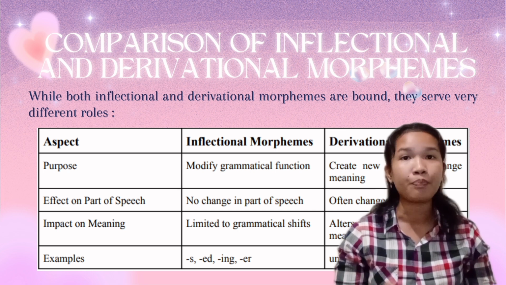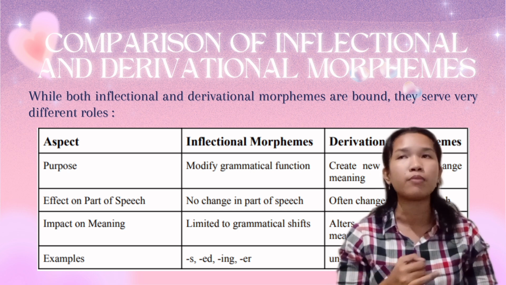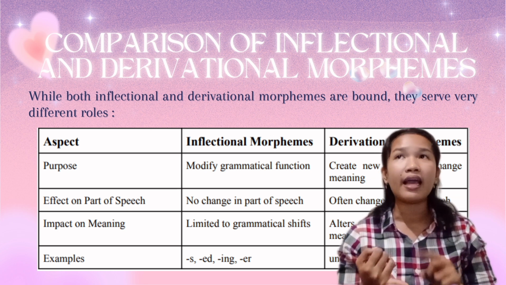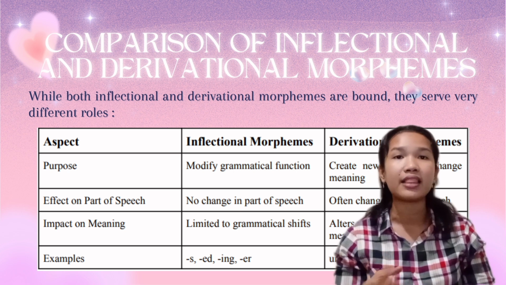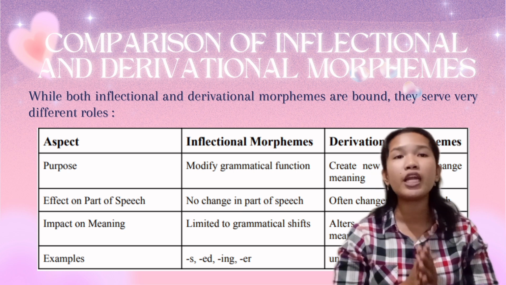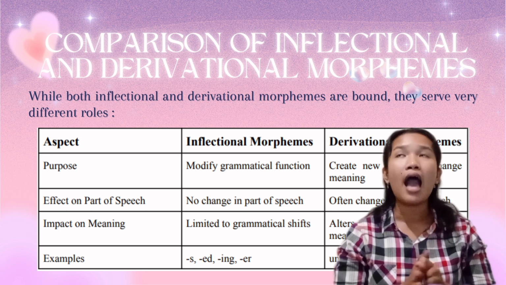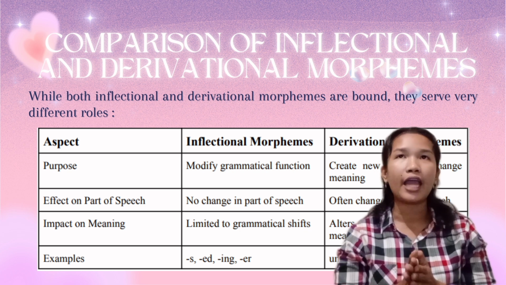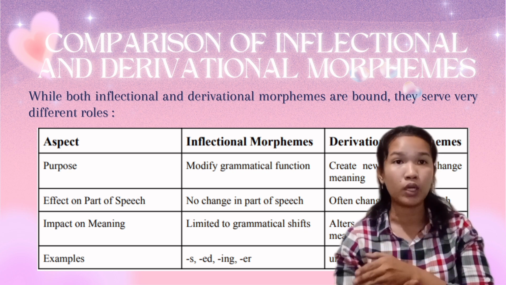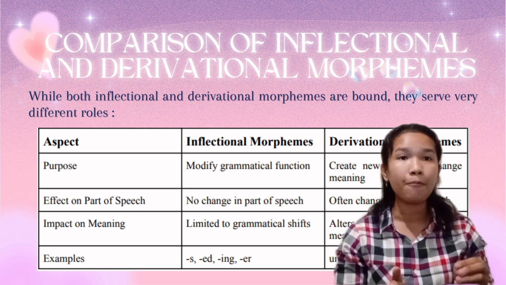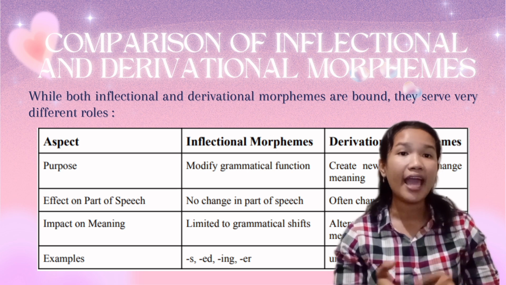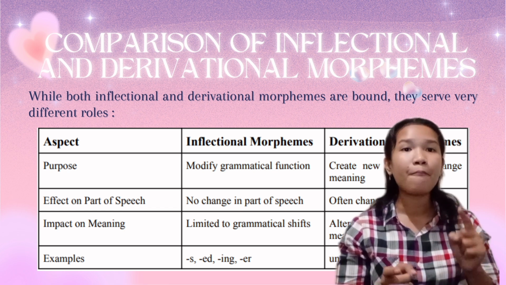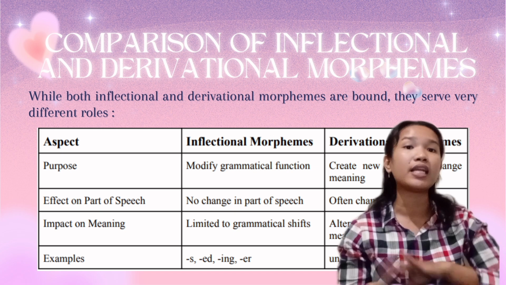For the impact on meaning, the inflectional morphemes are limited to grammatical shifts, and the derivational morphemes alter or significantly modify meaning. For the examples, in inflectional morphemes, we can add s, ed, ing, and er. For the derivational morphemes, we can add un for the first words, like I said before, and we can also add re in the first word, and also we can add ness for the last word, and sion, ty, tion for the last word.